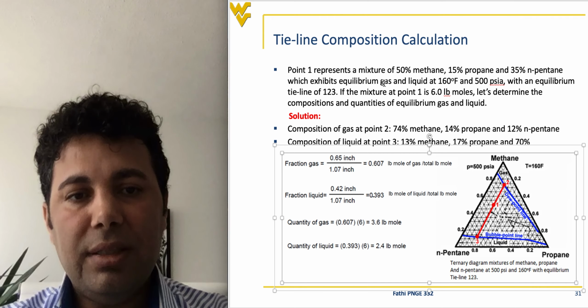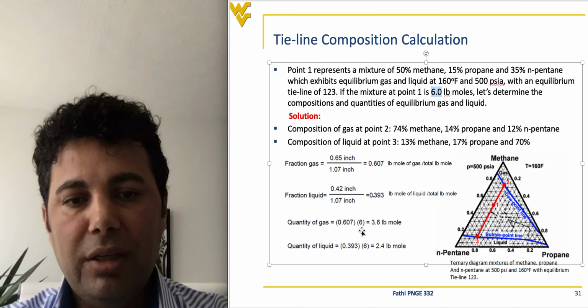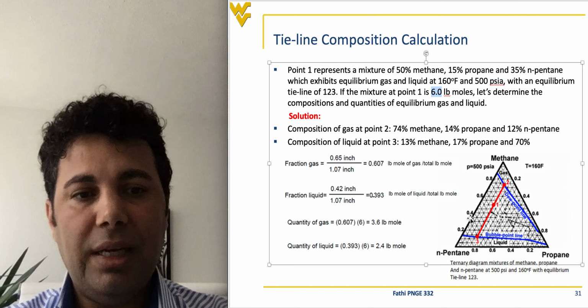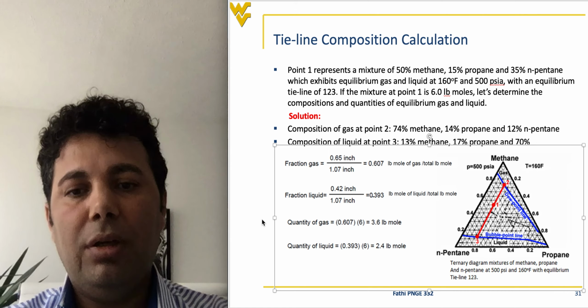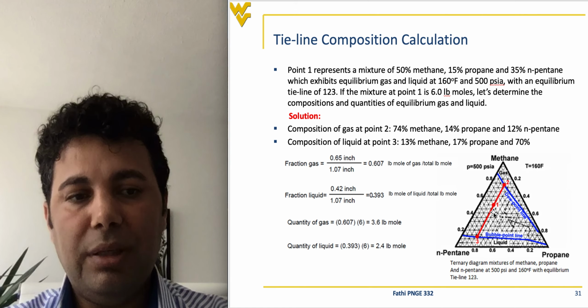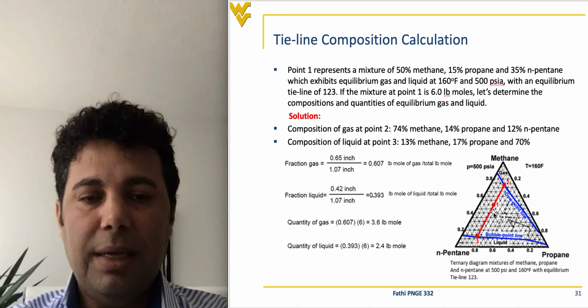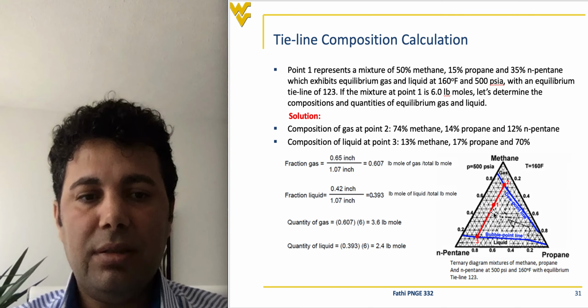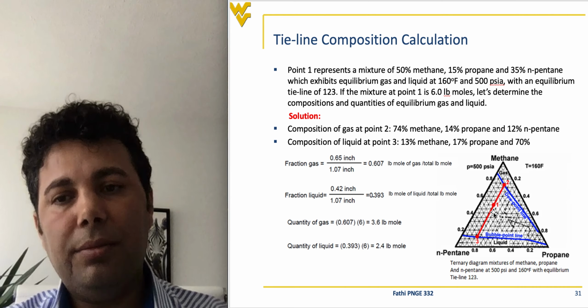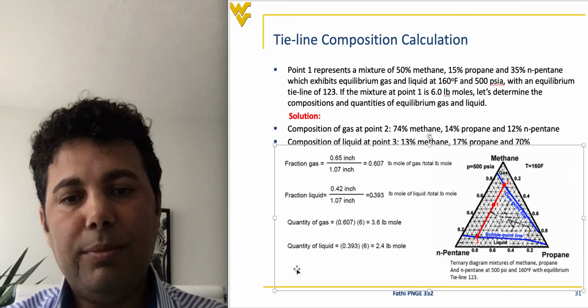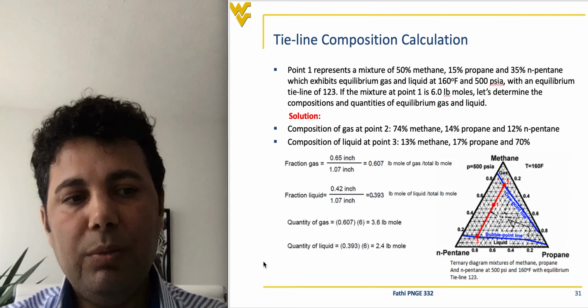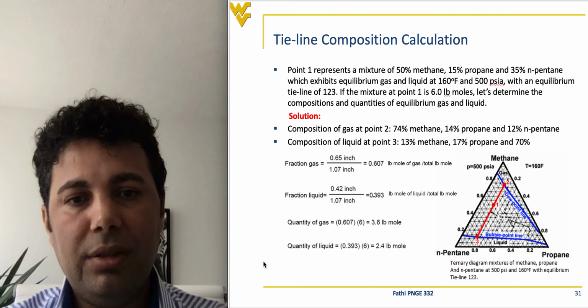I know in this example, I have 6 pounds of mixture. So I need to multiply these numbers by 6 to get the actual quantities of gas and liquid at point 1. Okay? So it's very simple. We just need to follow the steps. And you need to expect this in your homework assignment and your exam. So just go over it one more time. And if you have any question, let me know.